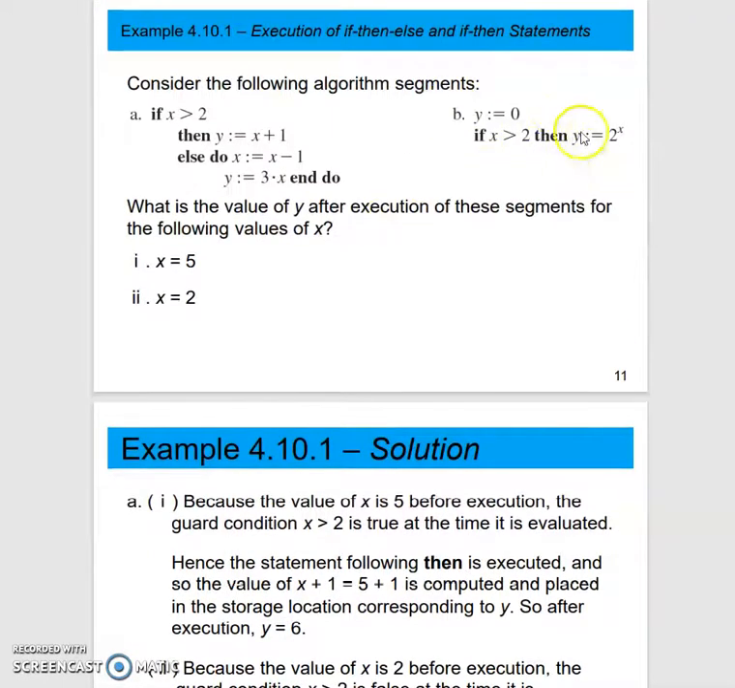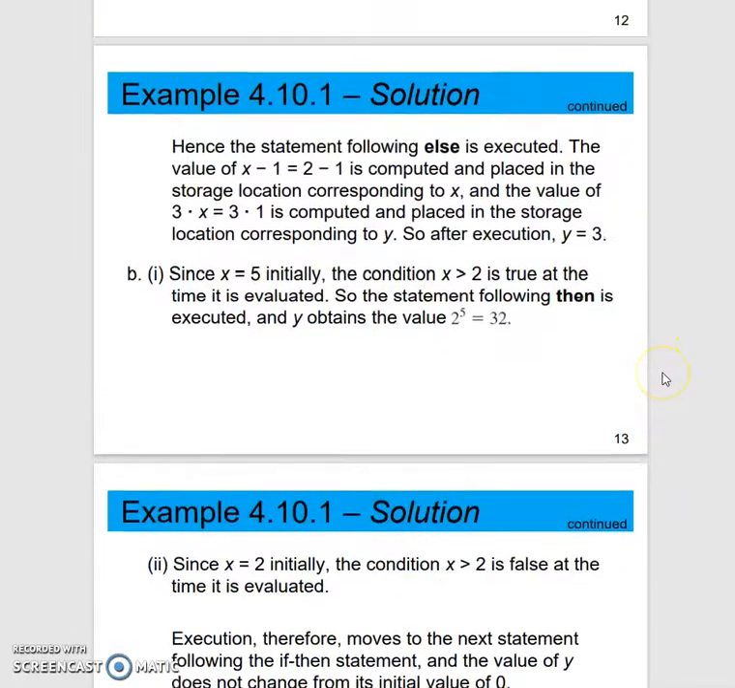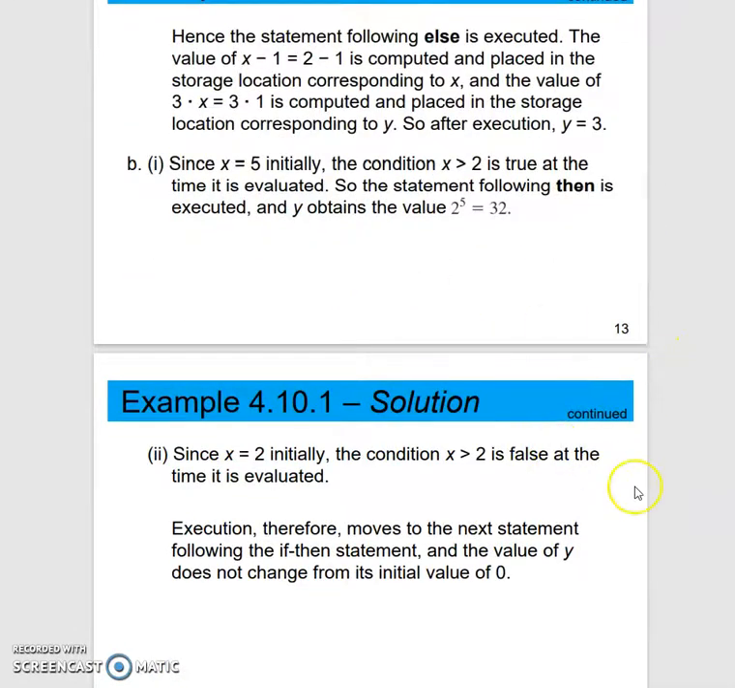And we can have similar options for the second one. Here we've got a y value to begin with, and then we're going to put in the values, and we will get similar results, as you can see.